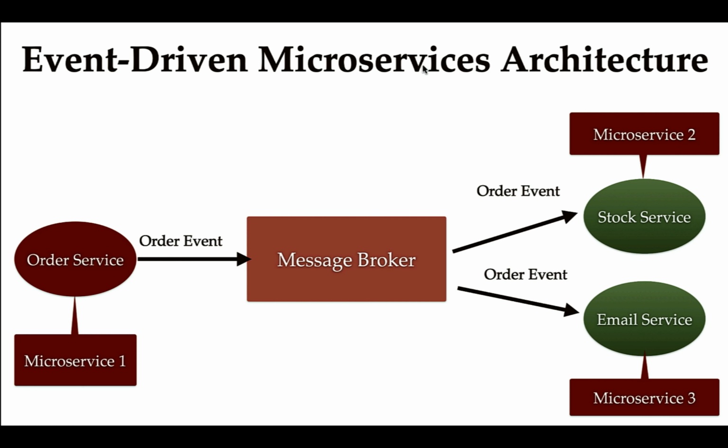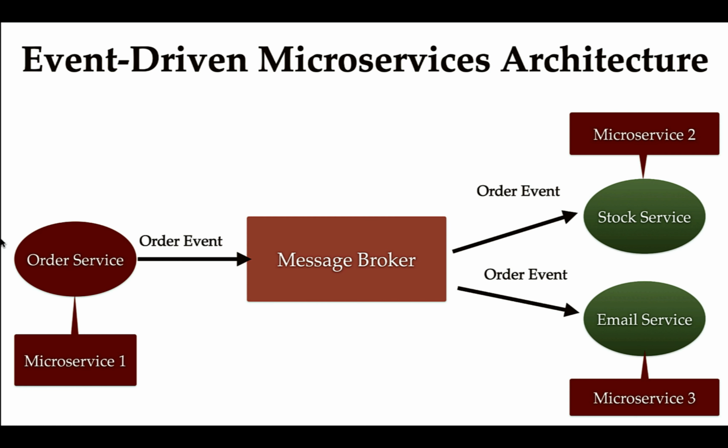Okay, so in order to understand event-driven microservice architecture, let's consider we have these 3 microservices. In event-driven microservice architecture, we have to use a message broker for asynchronous communication between multiple microservices. A message broker can be RabbitMQ, Apache Kafka, or Apache ActiveMQ. So you can use any message broker that you want for the asynchronous communication between multiple microservices.